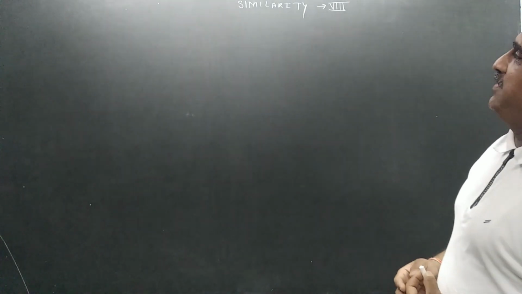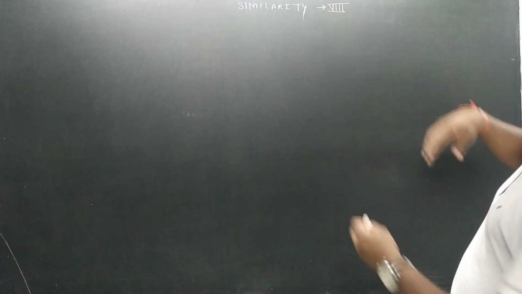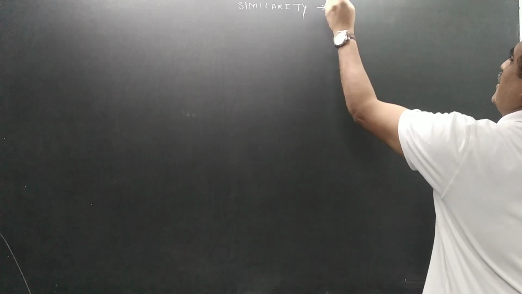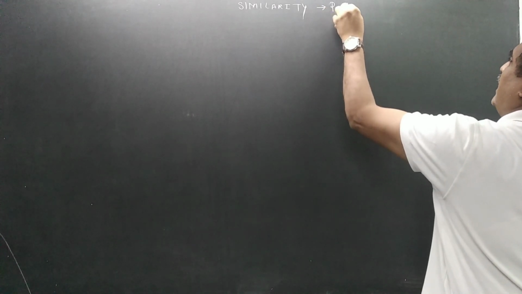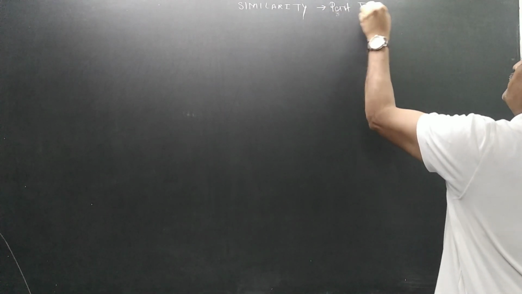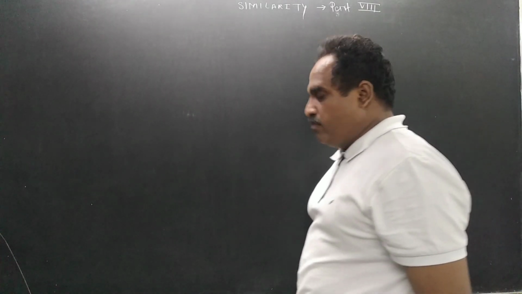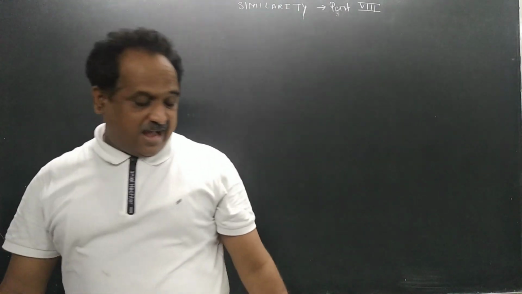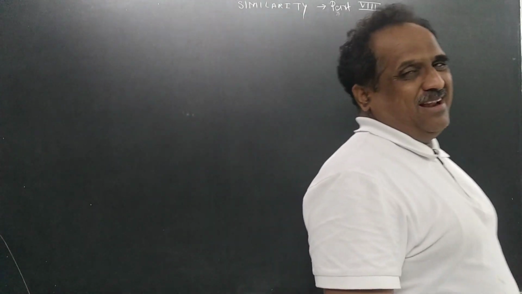Now we are going to start with the similarity part 8. Now we are on part 8. In the last part we have completed a theorem on the ratio of areas of similar triangles.